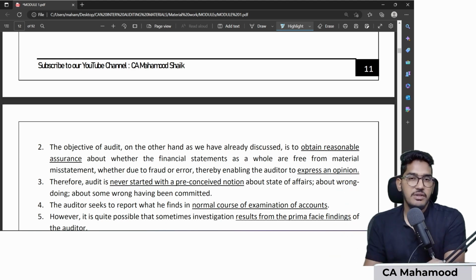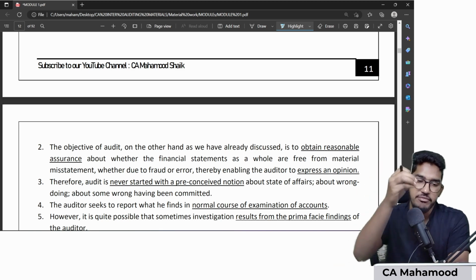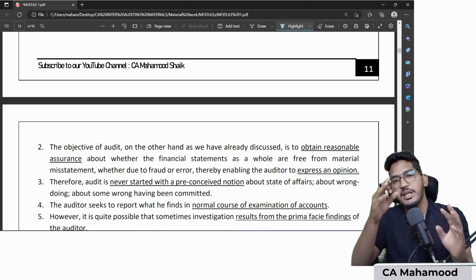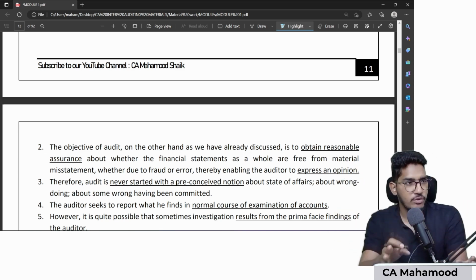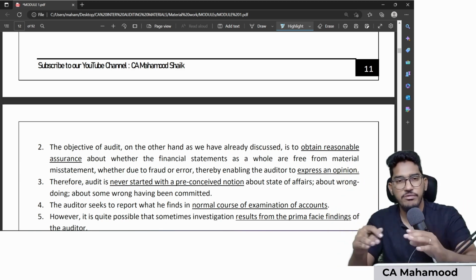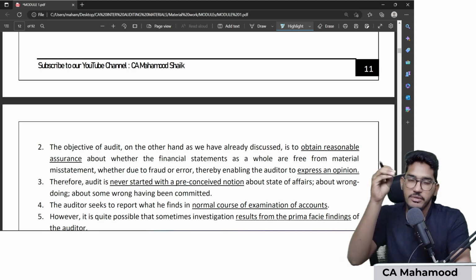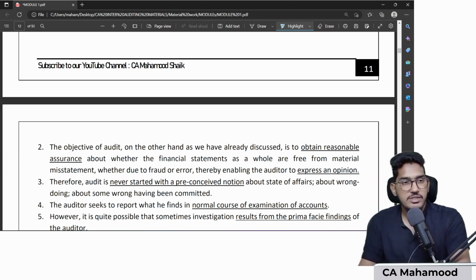But investigation will happen only if required. Investigation will not happen year after year. Investigation will happen only when required, whereas audit will happen year after year. Whether you find a misstatement or not, whether you find a fraud or not, that doesn't matter. Audit will happen every year. Investigation will happen only when required.